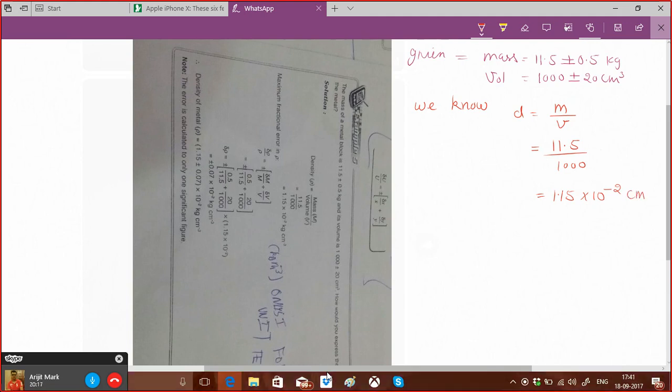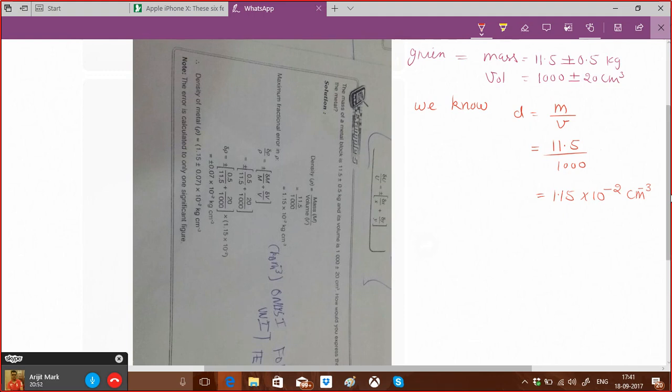Is the 10^-2 necessary? Yes, because I'm writing it in standard form, so it should be in scientific notation. I cannot write it as 0.0115. Or can I write it as 0.0115 without changing scientific? Yes, you can write that, beta. The unit is centimeter cube.